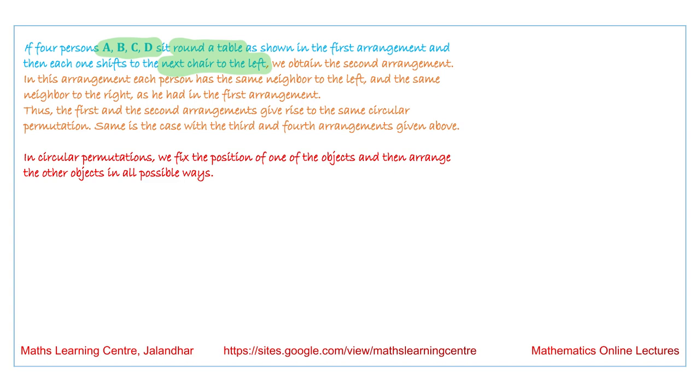So we are saying in circular permutations, we fix the position of one of the objects, and then arrange the other objects in all possible ways, because if we keep on rotating those, we will obtain the same kind of arrangement.